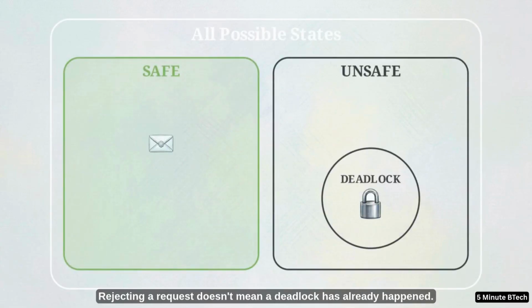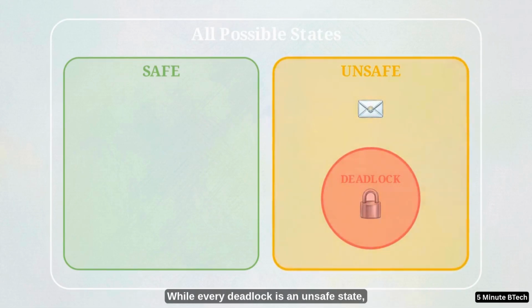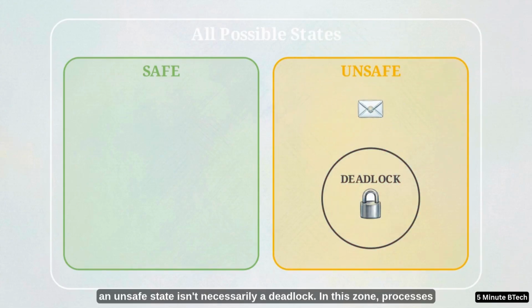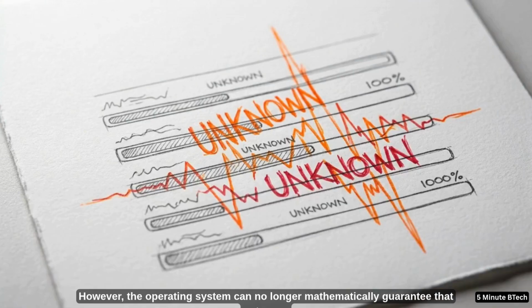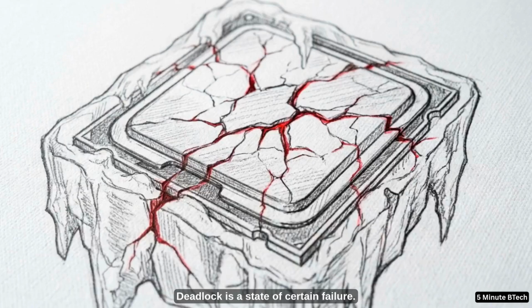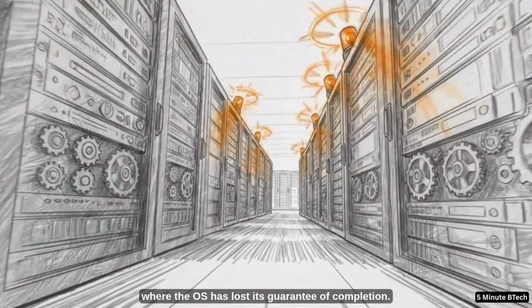It is important to distinguish between risk and failure. Rejecting a request doesn't mean a deadlock has already happened. It means the system is crossing the boundary into an unsafe state. While every deadlock is an unsafe state, an unsafe state isn't necessarily a deadlock. In this zone, processes might still finish if they don't actually request their full maximum need. However, the operating system can no longer mathematically guarantee that outcome. Deadlock is a state of certain failure. An unsafe state is a space of unmanaged risk, where the OS has lost its guarantee of completion.